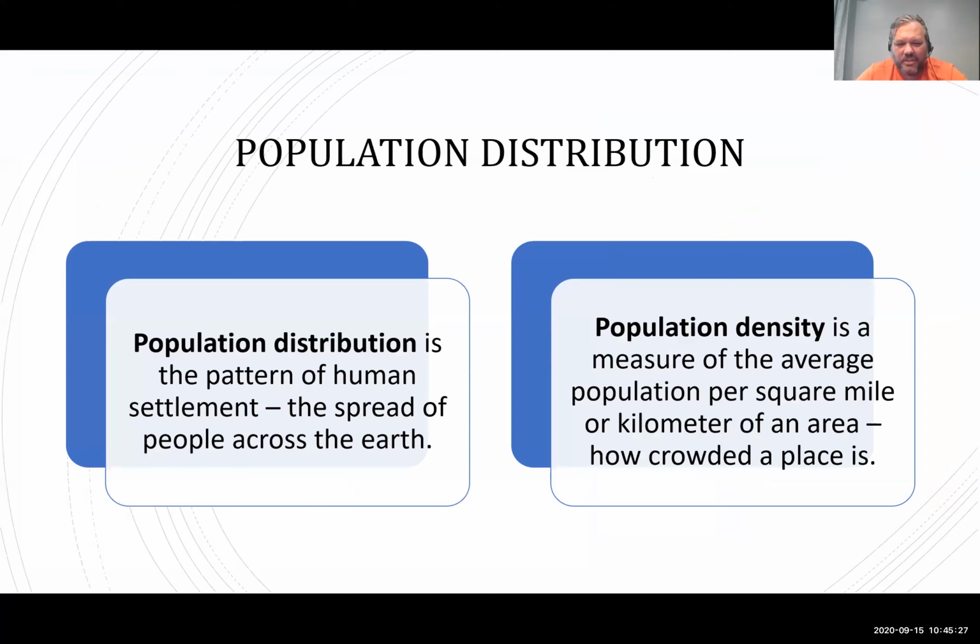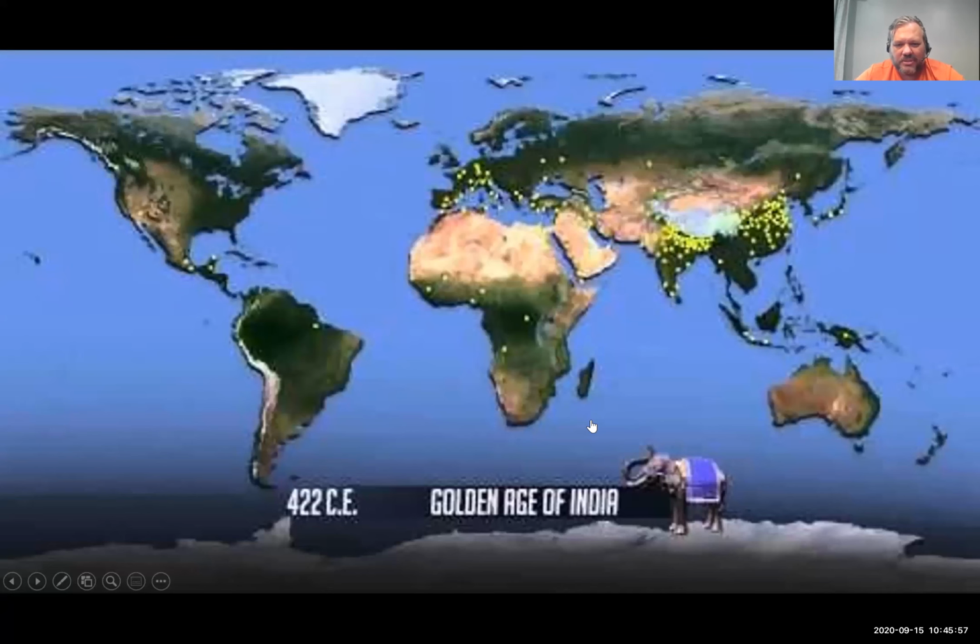And so let's take a look at the definitions real quick. And by now, I'm sure you have an idea what's going on. So again, population distribution is the pattern of human settlement, the spread of people across the earth. This is telling us where they live. And then density, the measure of the average population per square mile. So if this is the where over here, then this is the how many over here. So distribution, where, population density, how many. So let's watch this little video.